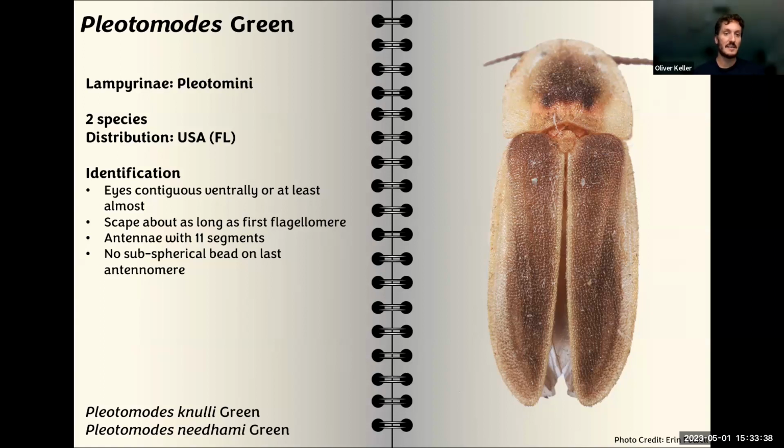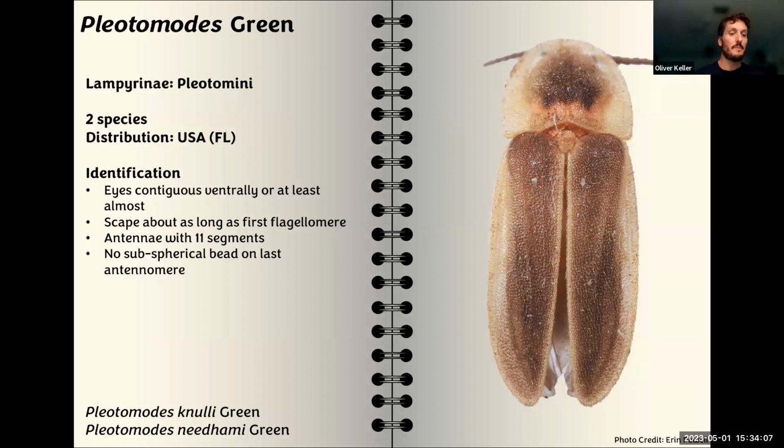The eyes are kind of contiguous ventrally, or at least almost. They have huge eyes. The first segment of the antennomeres is as long as the third. The antennae have 11 segments and have no subspherical bead on the last antennomere, in case you get these mixed up with Microphotus.